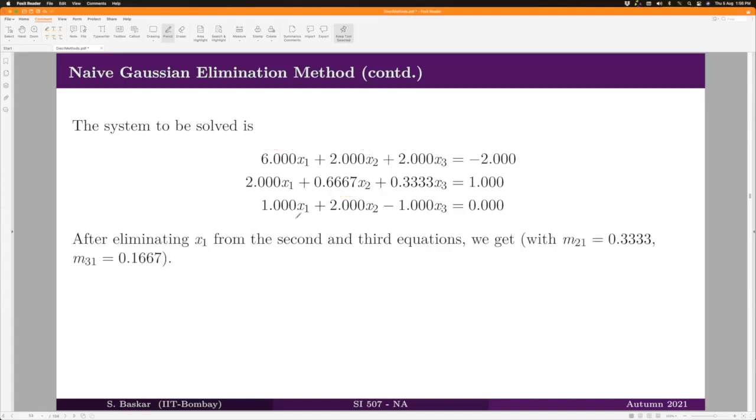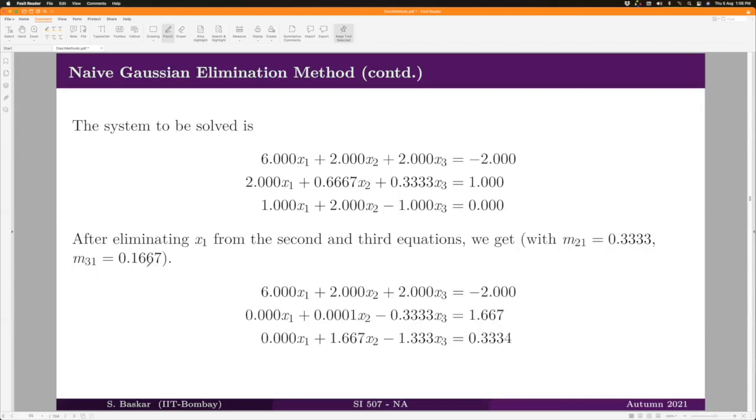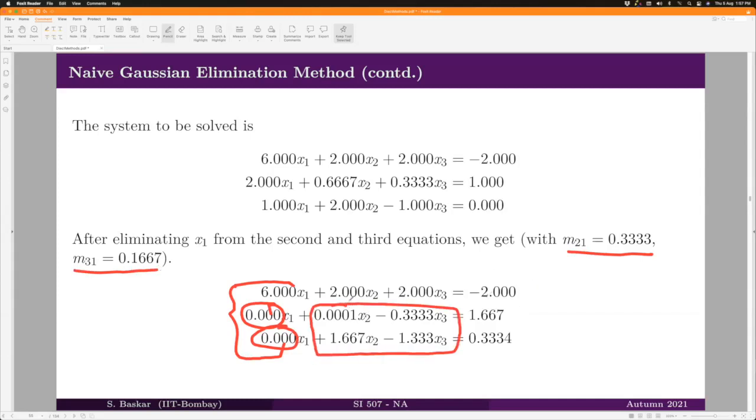Well, you can do the calculations using the formulas given above. I will skip the detailed calculations. You can see that M21 is given like this and M31 is given like this. And therefore, after the first step of elimination, we will get this system. You can see that the first coefficient of the second equation and the first coefficient of the third equation vanish because of the way we have done the elementary operations. And what remains is this part in the right hand side, and of course the first equation is kept unchanged.